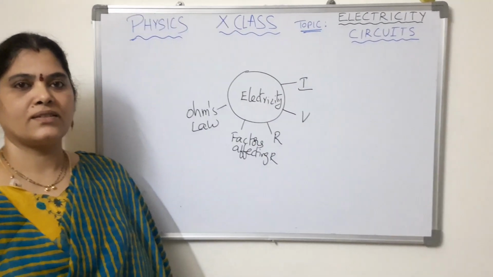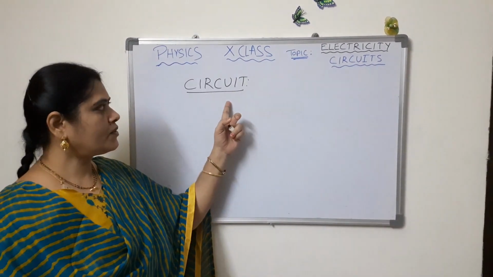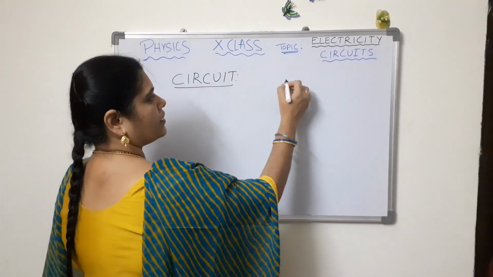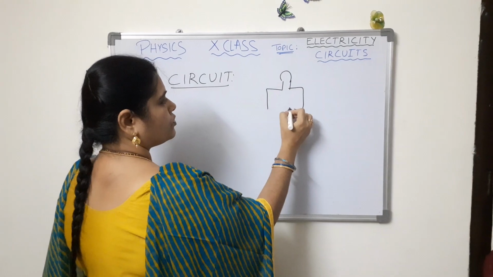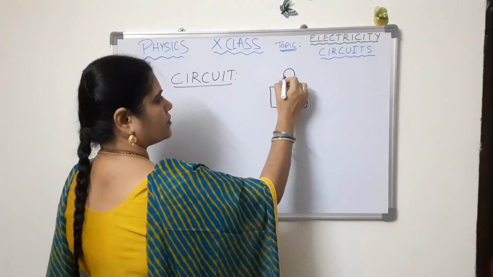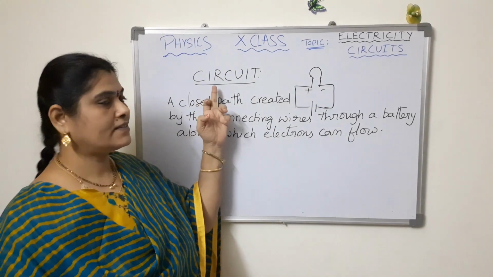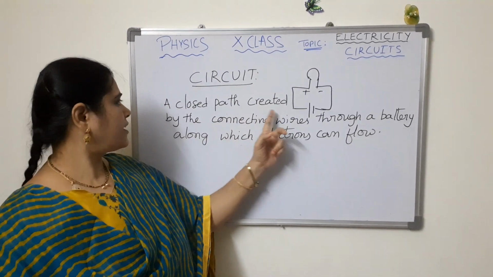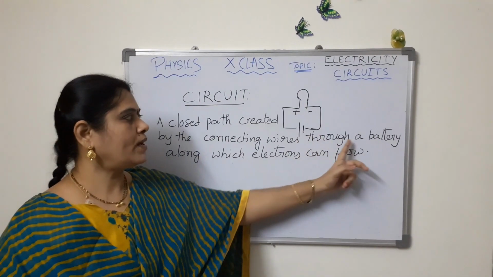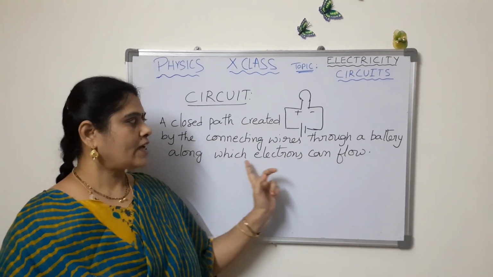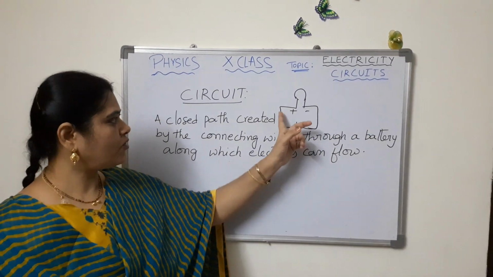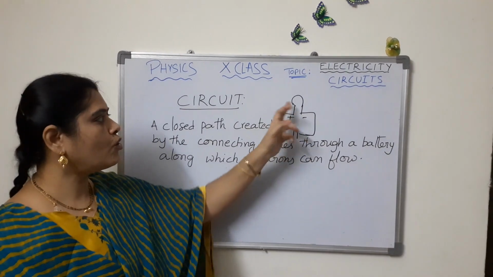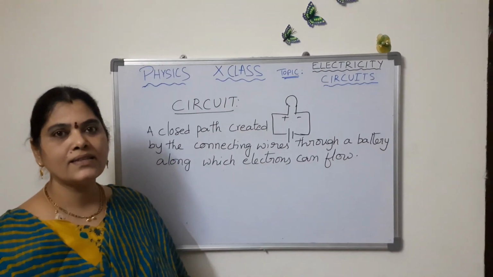What is a circuit? See here, I am drawing the diagram. A circuit is a closed path created by connecting wires through a battery, along which electrons can flow. Electrons can flow along these wires and it is connected through a battery. This closed path of the connecting wires is called a circuit.